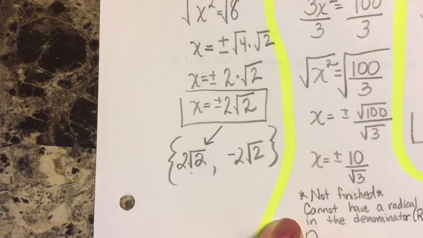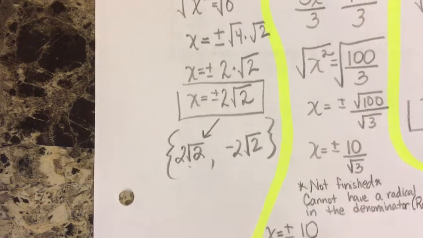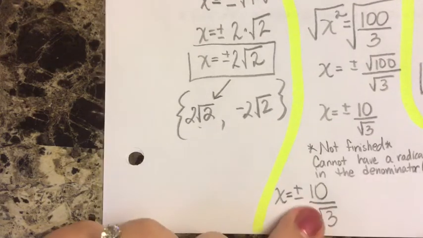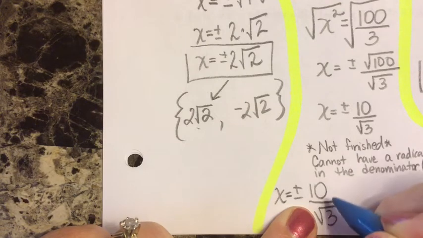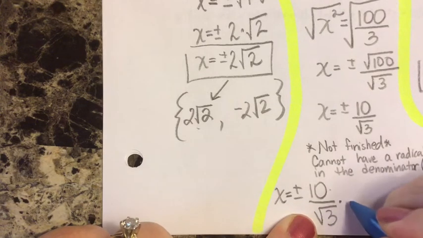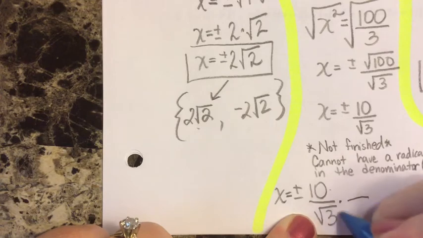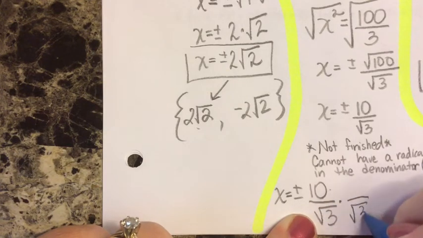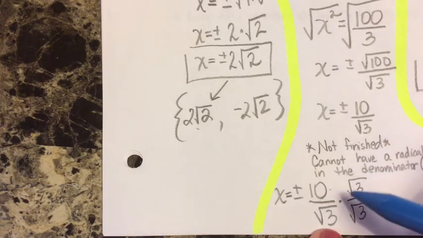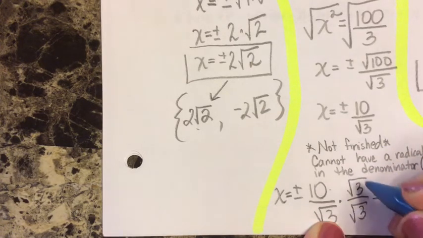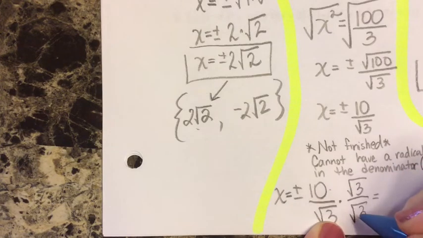So, I need to rationalize my denominator. How do I go about doing that? To rationalize the denominator when your fraction looks like this, all you do is multiply your numerator and your denominator by that radical. That's how you rationalize. That's how you get rid of your irrational number in the denominator. I'll show you how. And also, when you do this, you're multiplying by 1. And when you multiply something by 1, you do not change its value.